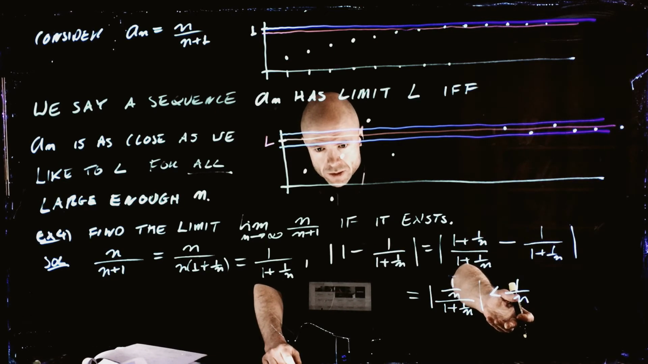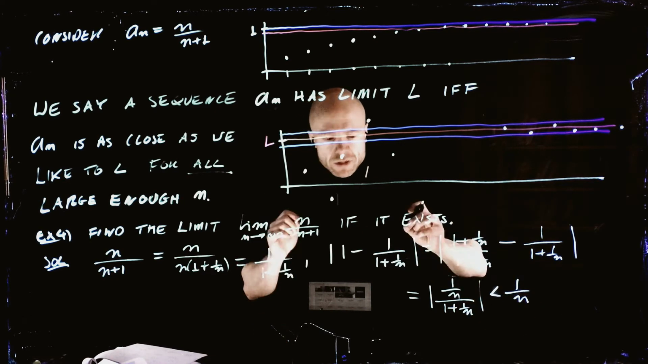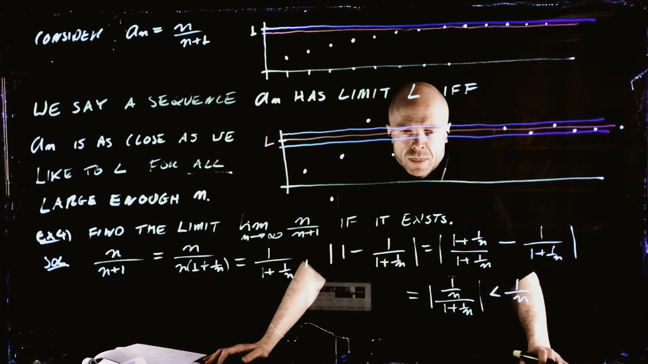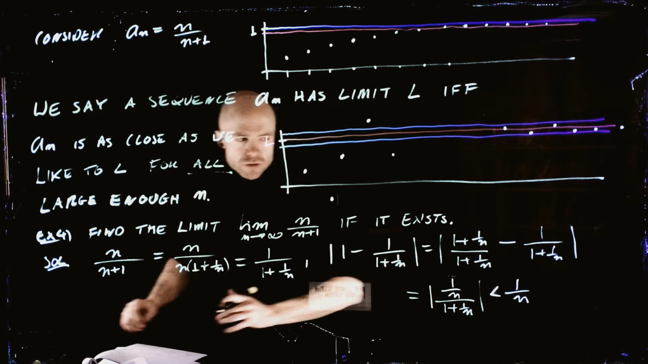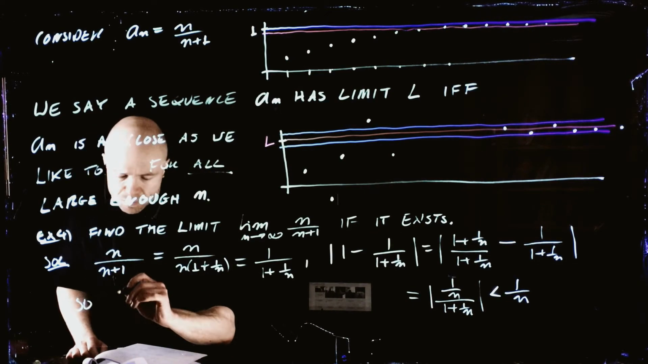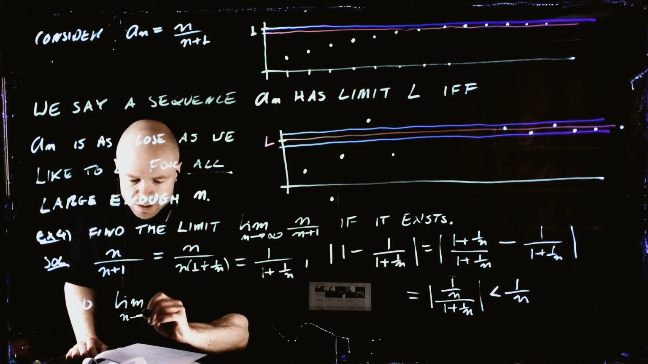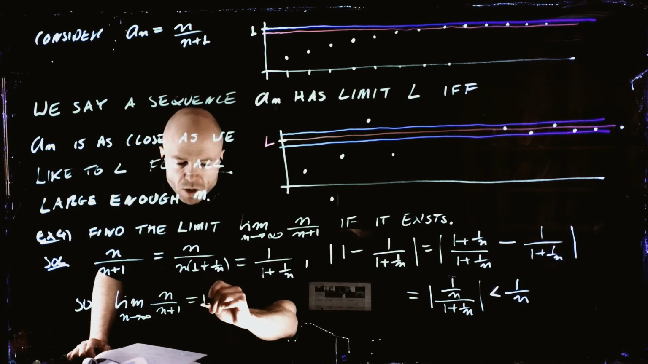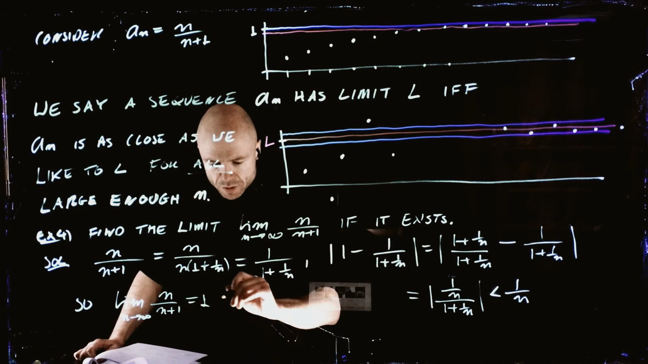So you're absolutely sure you can guarantee that this thing is as close to 1 as you like. Do you see what I mean, people? Cool. So you are certain this is true. So the limit as n goes to infinity of n over n plus 1 is equal to 1. All right, let's do another example.